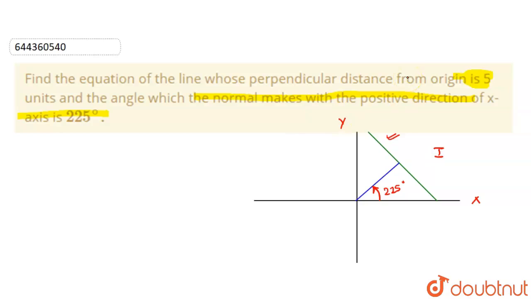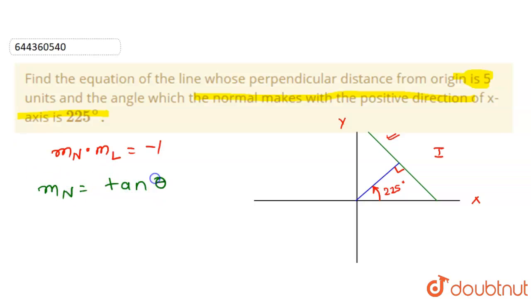Now we will find out the slope, right? The slope of the normal first, because we know the slope of normal into the slope of the line gives you -1. So if we could find out the slope of normal, we can easily find out the slope of the line whose equation we have to find out.